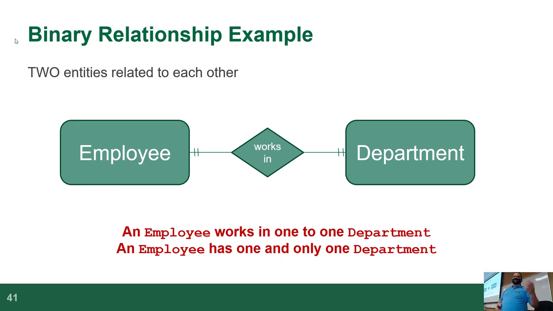A binary relationship is when two things are interconnected. An employee works in a department. In this case, this diagram's kind of stupid because it's a one-to-one relationship. But theoretically, an employee could belong to more than one department, and a department usually has more than one employee.